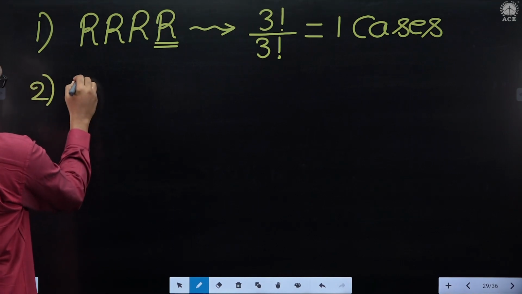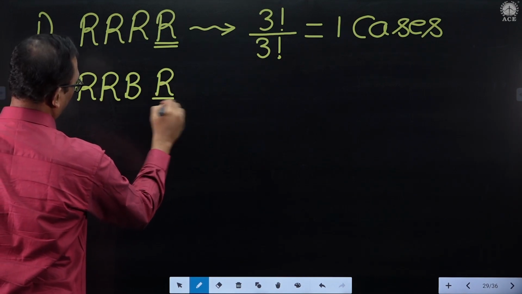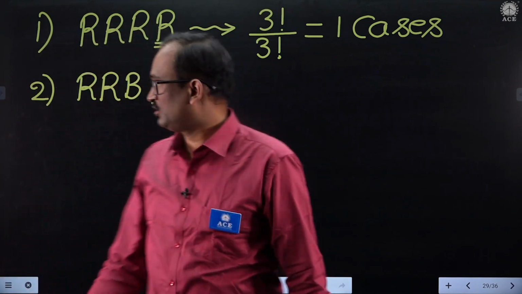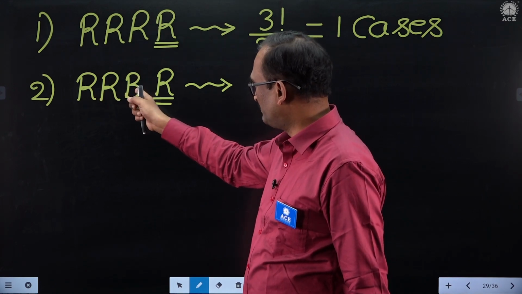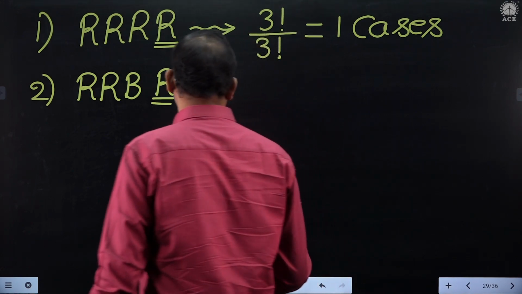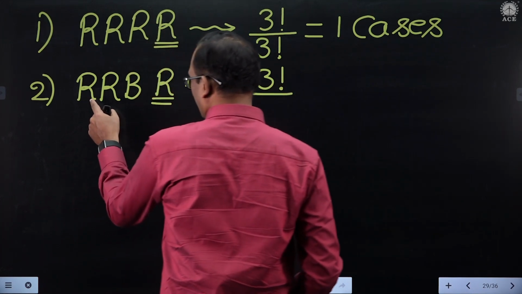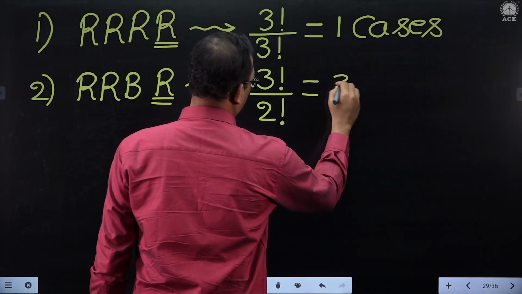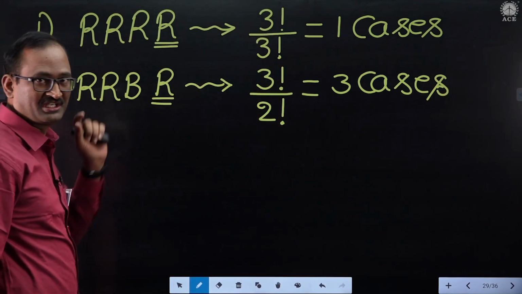Now let us see 2 reds, 1 black. The fourth is always red only. Now 2 reds and 1 black. Please do observe, 2 reds and 1 black can occur in any order. First red, second red, third black. First black, second red, third red. In this manner we come across different cases. Let me check. Total balls 3 factorial, and red is repeated twice, so it is 2 factorial. So we have 3 cases. 2 reds and 1 black can occur in 3 cases.